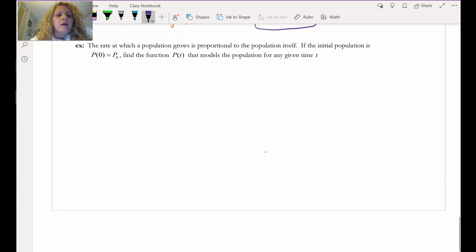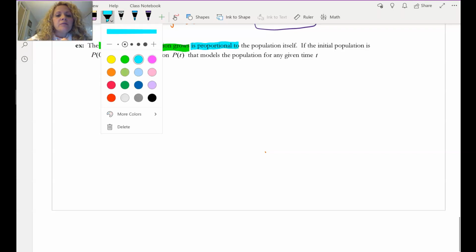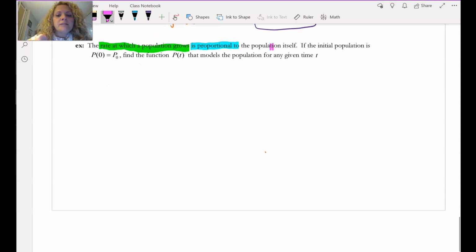Last question. The rate at which a population grows is proportional to the population itself. If the initial population is P of 0 equals P sub 0, or maybe we could call that P naught, find the function P of t that models the population for any given time t. Lots to unpack here. We're given the description of the differential equation. So the rate at which the population grows, that's the description of the differential equation. We are told that it is proportional to the population itself.